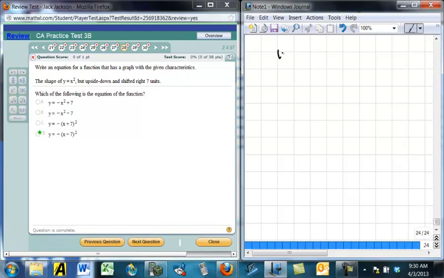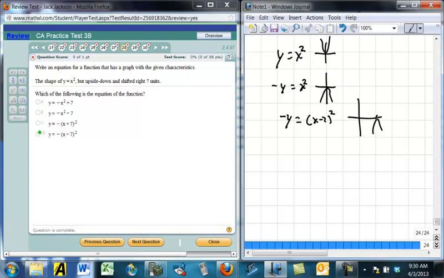Okay, so the same shape as y equals x squared. Basic shape there. But upside down and shifted to the right 7. So upside down would change the sign on y. So that's going to go this way. And right 7 would be replace x by x minus 7. So that would be over here, 7. And then if we solve for y, it would be minus (x minus 7) squared, like that.